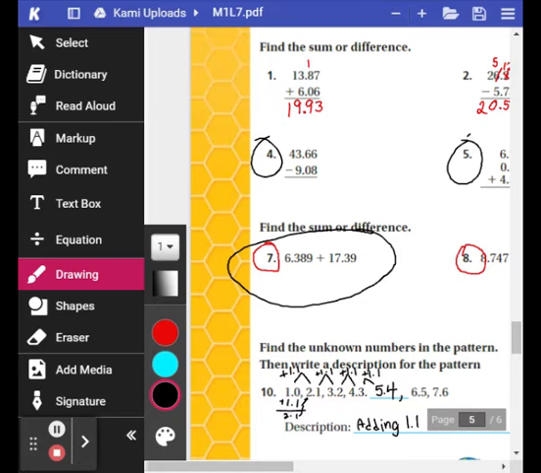We did talk about the inverse, and that is the opposite of subtraction is addition. So if you're wanting to check your work, you can just go straight up, or you can write it as 34 and 58 hundredths plus 9 and 8 hundredths.